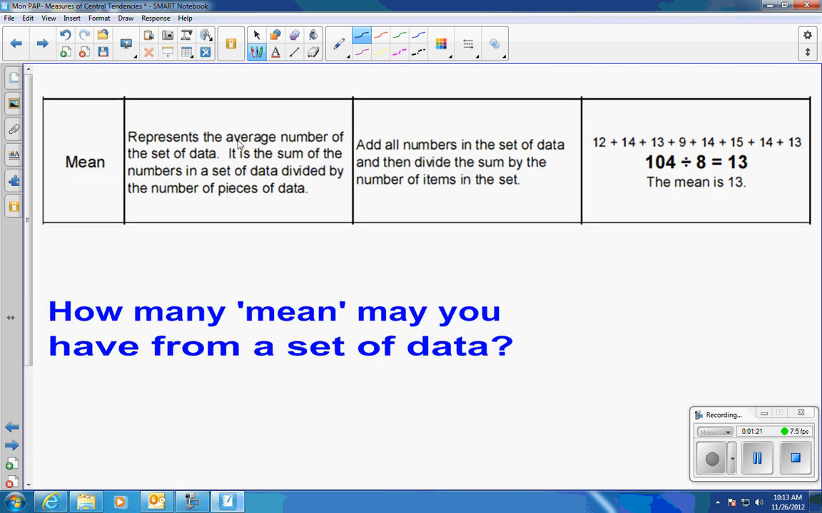The mean represents the average of the data. It is the sum of the numbers, which means add them all up, divided by the number of pieces. So we're going to add all the numbers and then divide by the number of items in the set. So here's a set of data. We're going to add it all up to get 104. And there's 1, 2, 3, 4, 5, 6, 7, 8 pieces of data. So 104 divided by 8 is 13. So the mean is 13. Because we're doing this process where you're going to add them all up and divide, that's going to give us one solid answer. There will only ever be one mean in your set of data.